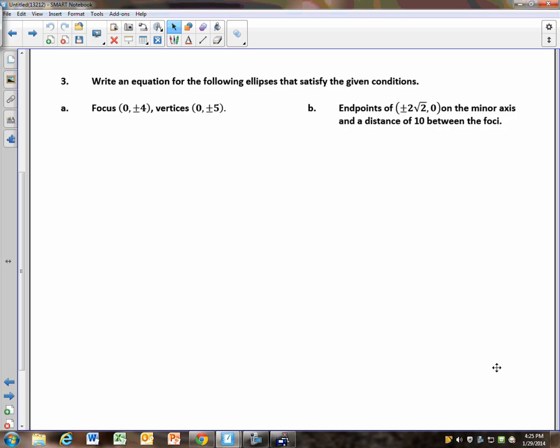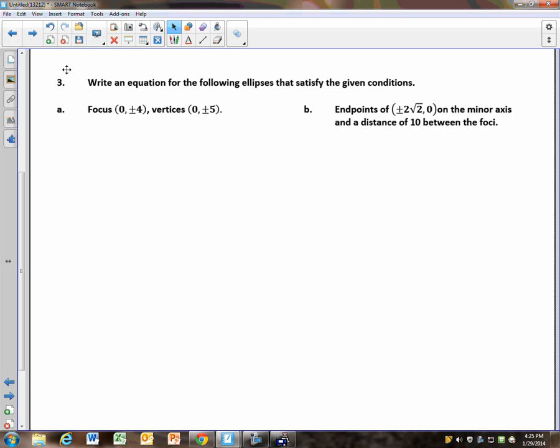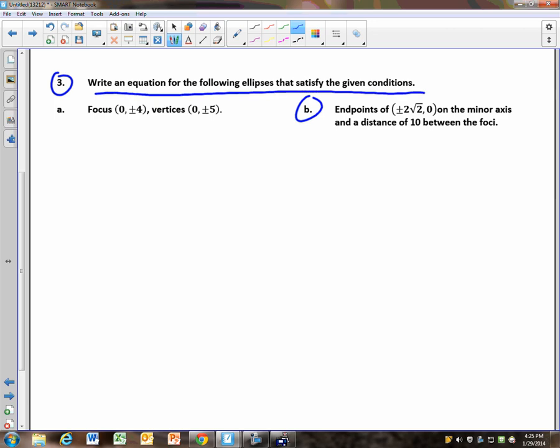We want to focus on problem 3B. It says we want to write an equation for the following ellipses that satisfy the given conditions. If you remember, ellipses have the form either x squared over a squared plus y squared over b squared is equal to 1, or x squared over b squared plus y squared over a squared is equal to 1.